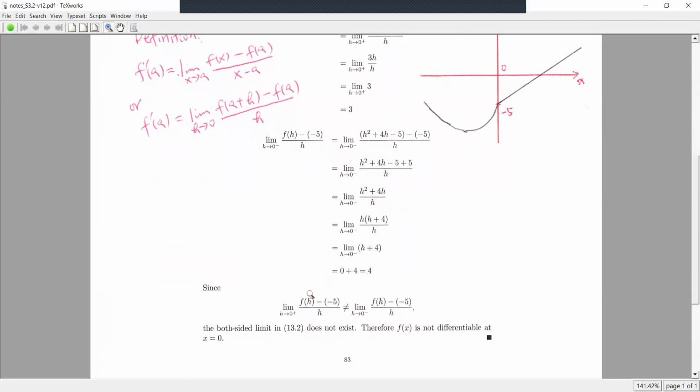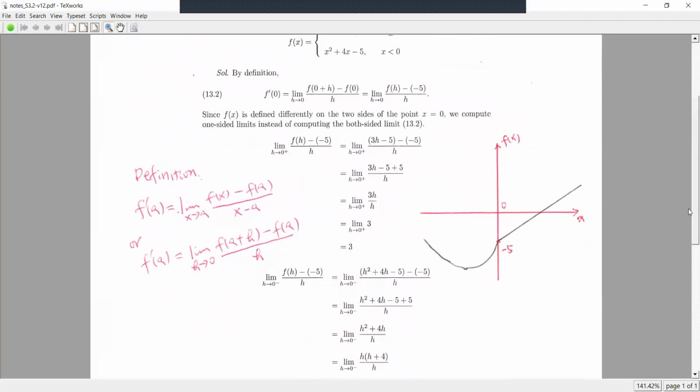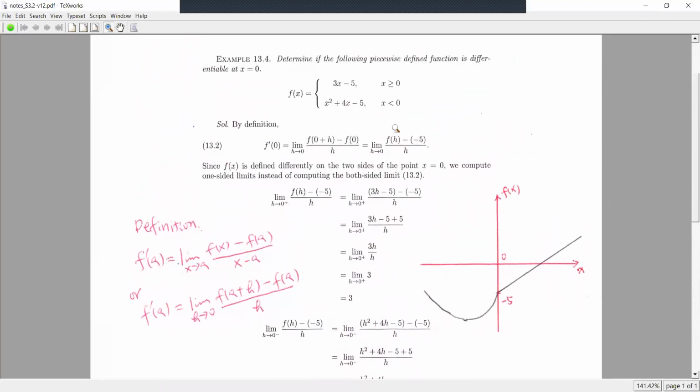Because right-hand side limit is number 3 and left-hand side limit is 4, the left-hand side limit and right-hand side limit are different. Therefore, the two-sided limit, this limit doesn't exist. Therefore, derivative of the function at 0 doesn't exist. So this function is not differentiable at the point 0.